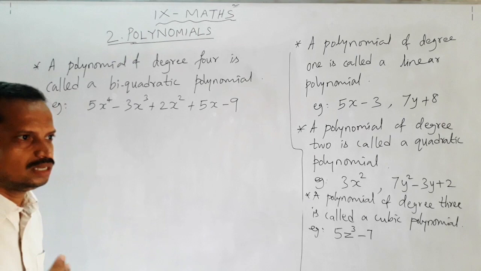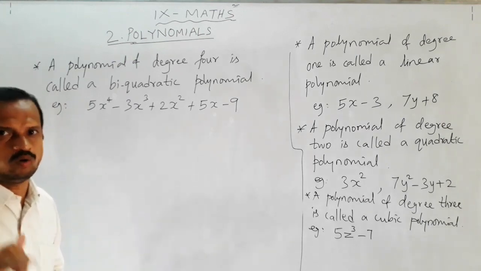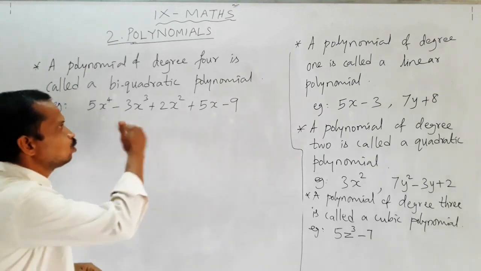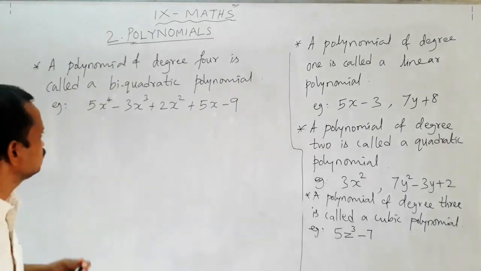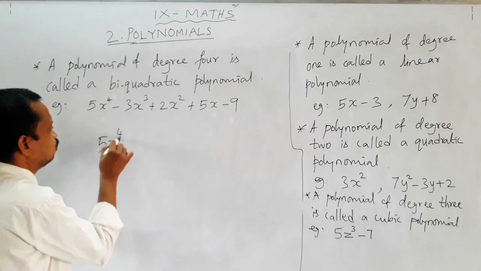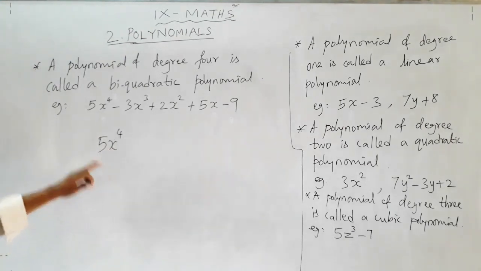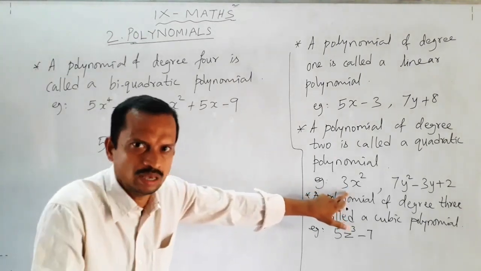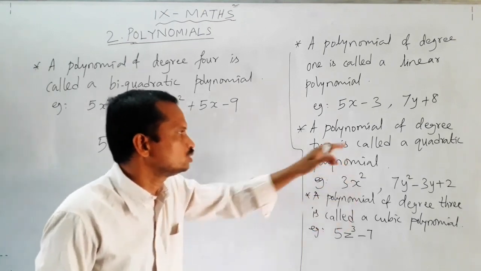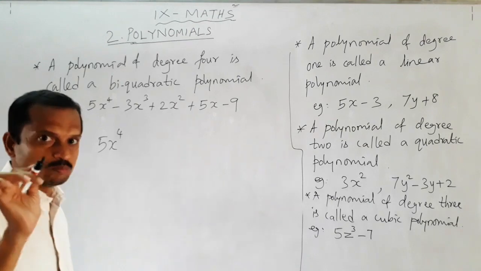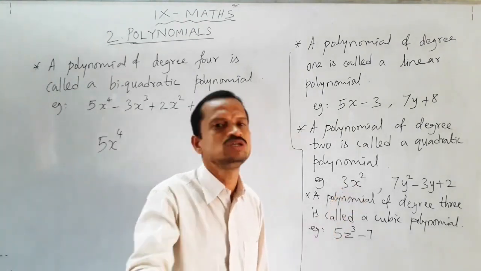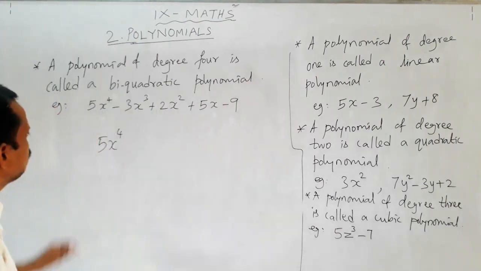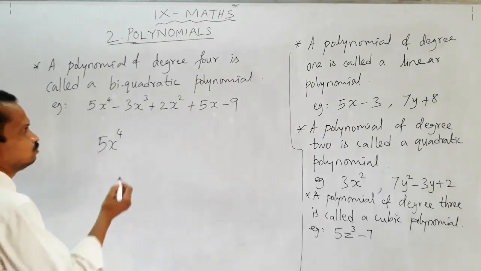When the degree is 3, the possible number of terms is 4. Here the degree is 4, therefore the possible number of terms is 5. Suppose any one term may be missing sometimes. For example, if you take 5x power 4 alone, this is called a biquadratic polynomial. If there is only one term, 3x square, then also it is degree 2, so it is a quadratic polynomial. The variable with degree 2 is a must, then only we can say. Like that, if you have only 5x power 4, it is a biquadratic polynomial because here also the degree is 4. Sometimes minus 9.